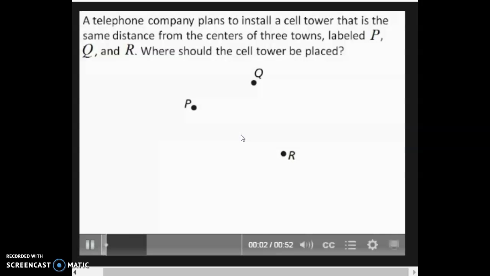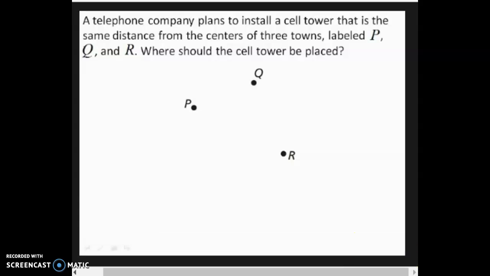A telephone company plans to install a cell tower that is the same distance from the centers of 3 towns, labeled P, Q, and R. Where should the cell tower be placed? Begin by drawing line segments to connect the points P, Q, and R. So you have line segment PQ and line segment QR. Then draw the perpendicular bisector of line segment PQ and the perpendicular bisector of line segment QR.